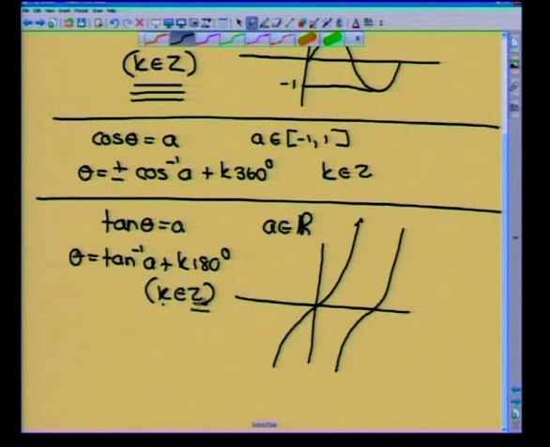Now, why is it an element of Z? Well, this has got to do with periodicity. Every 180 degrees, we know that tan repeats itself, just like with sine and cos, every 360 degrees it repeats itself. And so if we're taking integer values, we're just getting the repetitions of the graph.